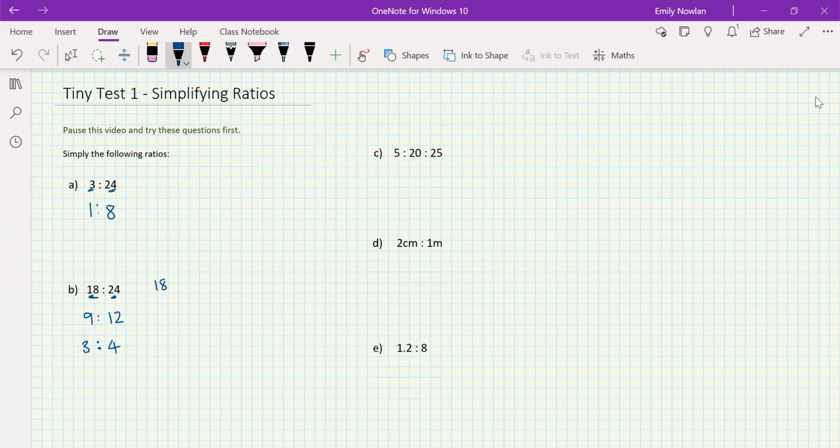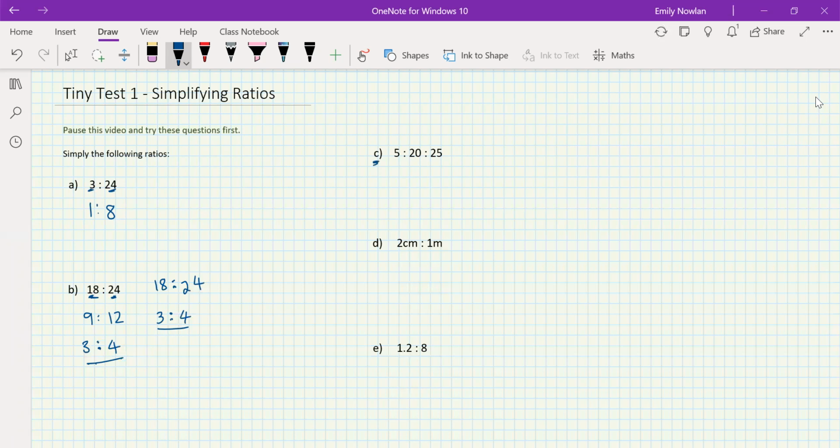Now let's just go back to the beginning of this question, 18 to 24. Some of you might have got there in one step and you recognized that 6 goes into 18 and 6 goes into 24. Now that's fine. So you'd say 6 goes into 18 3 times and 6 goes into 24 4 times. As you can see, you get the same answer either way. Doesn't matter if you take 2 steps or 1 step.